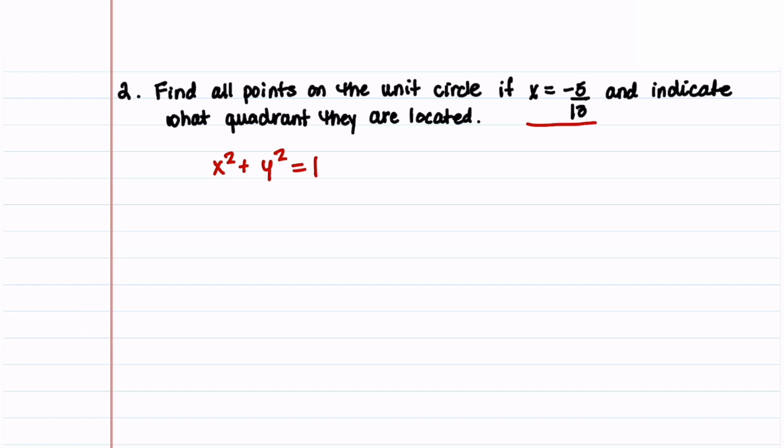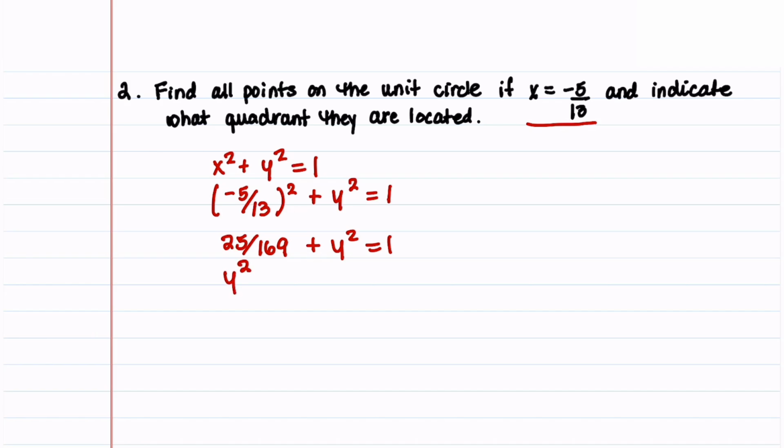We're going to plug in x is equal to minus 5 over 13. And then we have plus y squared is equal to 1. Minus 5 over 13 squared is going to give us 25 over 169, plus y squared is 1. We now need to solve for y squared, so we'll take the 25 over 169 to the right.